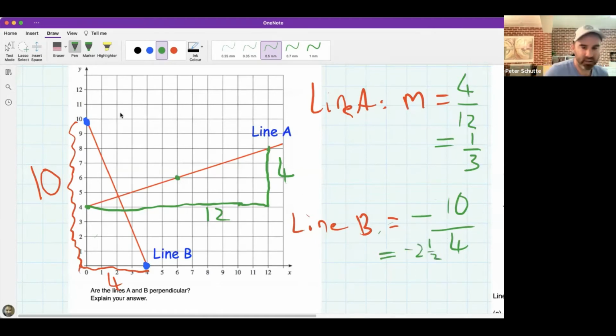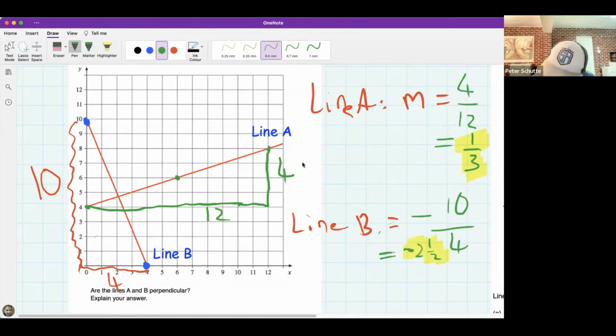Now, guys, earlier in the lesson, people mentioned this: if lines are perpendicular, when you multiply their gradients together, you'll get -1. So what I want you to do is multiply these two gradients together: 1 over 3, which is line A, and minus 10 over 4, or minus 2.5. Multiply them together and see what you get. What do you get?